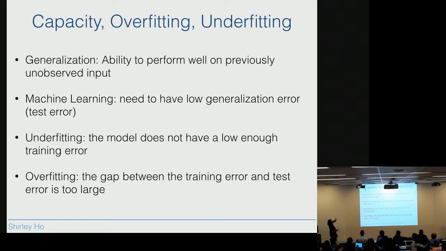So let's back up a little bit. Generalization is the ability to perform well on previously unobserved input. But hopefully that unobserved input follows the same distribution as your training set. That's what I'm talking about with generalization here. Machine learning needs to have low generalization error, which is the test error. You train the thing, and then you want the training error to be low. Underfitting is when the model does not have low enough training error. Overfitting is when the gap between the training error and the test error is too large, which I will show you some examples of here.